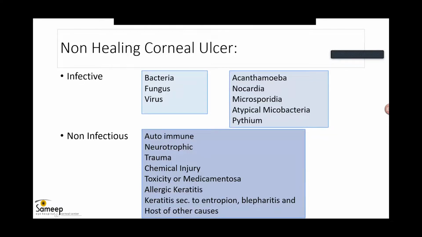Amongst the infective non-healing corneal ulcers, it could be bacteria, fungus, viruses. Amongst the bacteria, the most common are Pseudomonas and Staphylococcus, but there are various other bacteria which were listed in the previous talks. The fungus, classically, we would come across Fusarium and Aspergillus, but there are many others which are relatively rare, and the viruses, HSV and herpes zoster. The rarer infective organisms could be acanthamoeba, nocardia, microsporidia, atypical mycobacteria, and pythium.